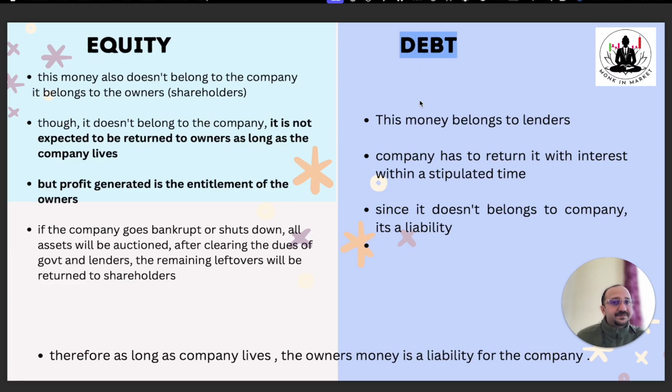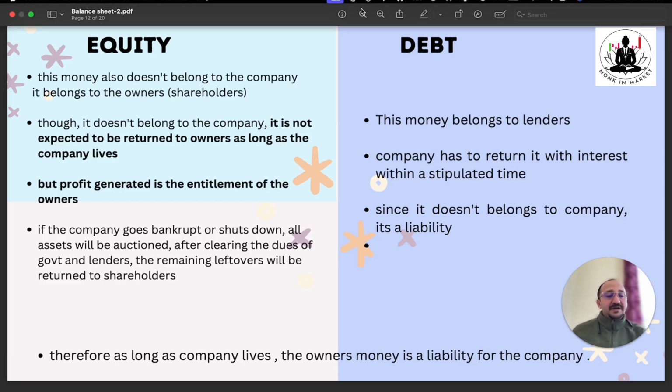On the contrary, debt is money that belongs to lenders or banks. The company has to return it within a specific time period. Means if I take a loan from a bank, I have to return that loan, right? There's no way out that I can safeguard myself. And since it's the money which belongs to the bank, guys, it's a liability. Both things are generally liabilities. But I need not give equity back until and unless my company gets bankrupt. But that I have to give back.